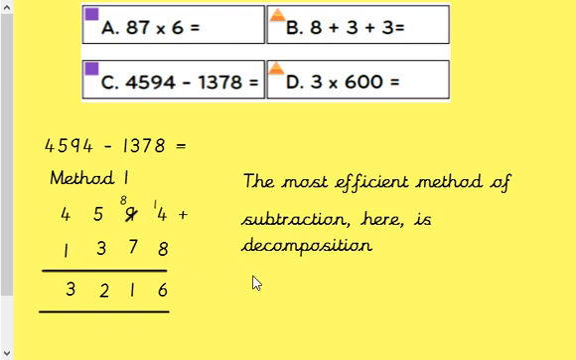Okay, now this is the most efficient method here, and it's also known as decomposition. As you go through the school, it'll become known to you as decomposition.